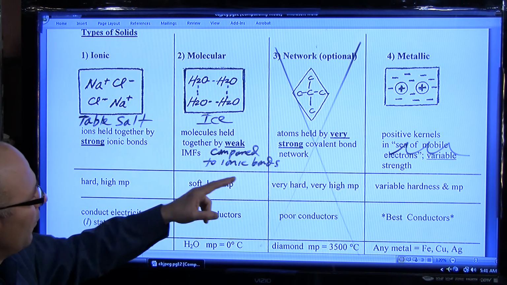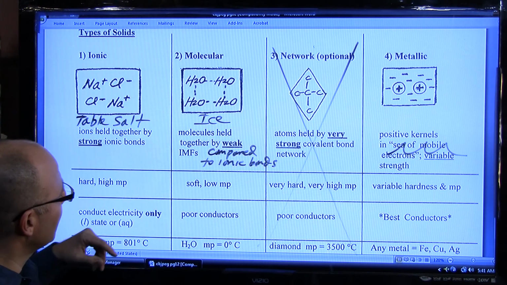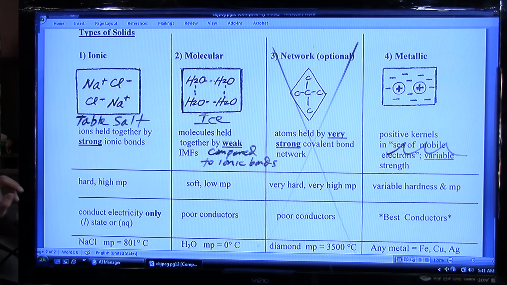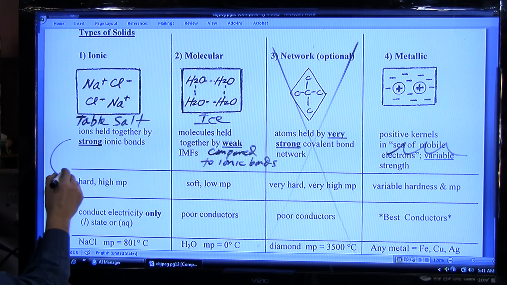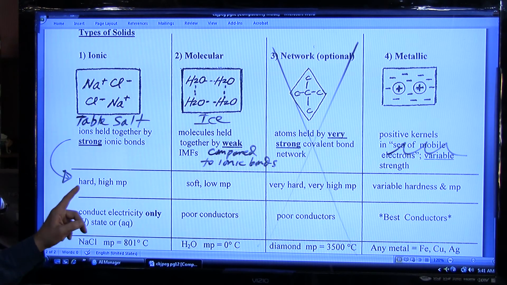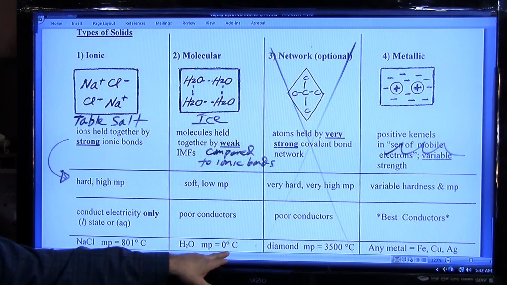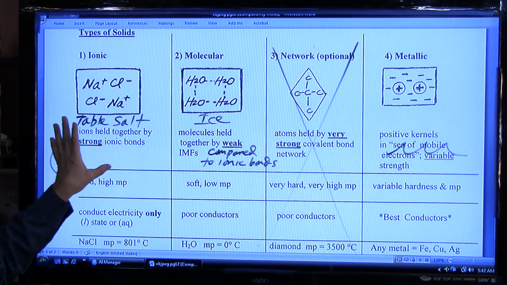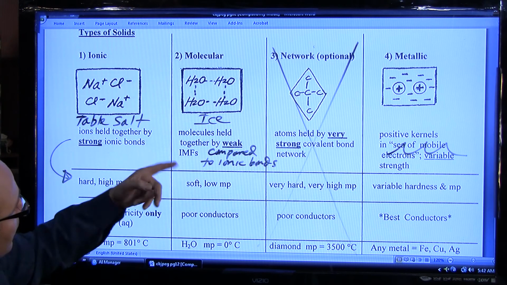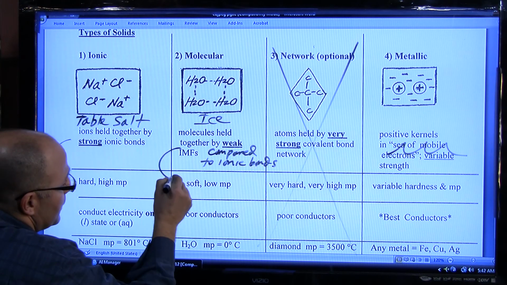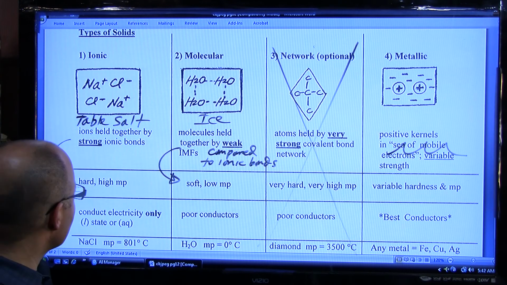But the two main points here about ionic and molecular is because of the differences in the strengths of these attractions, the ionic solids, since they have strong ionic bonds, are hard and have high melting points. So when I say a high melting point, compare the melting point of NaCl at 801 degrees Celsius to the melting point of ice, which is 0 degrees Celsius. So that shows you that the ionic bonds are much stronger than the attractions that hold the water molecules together. So molecular solids, in comparison to ionic, are soft and have low melting points.